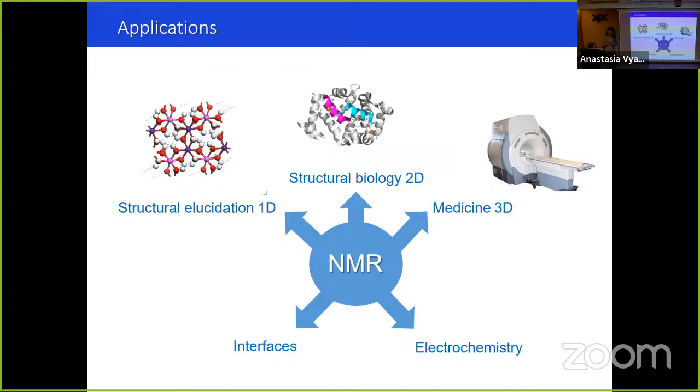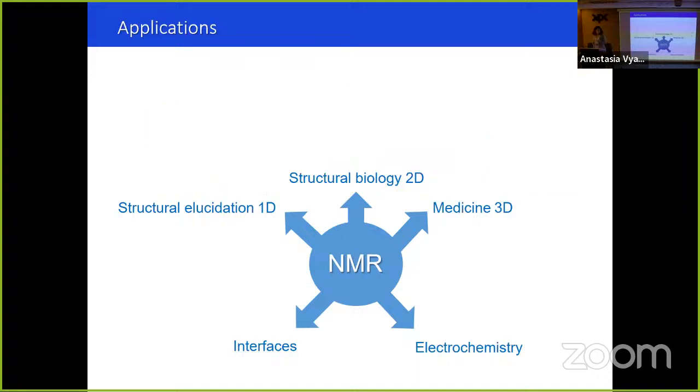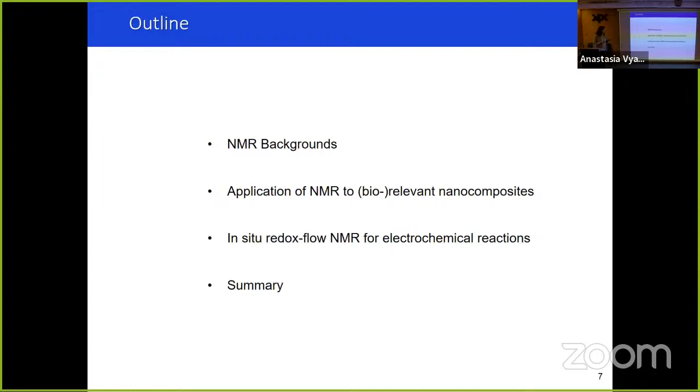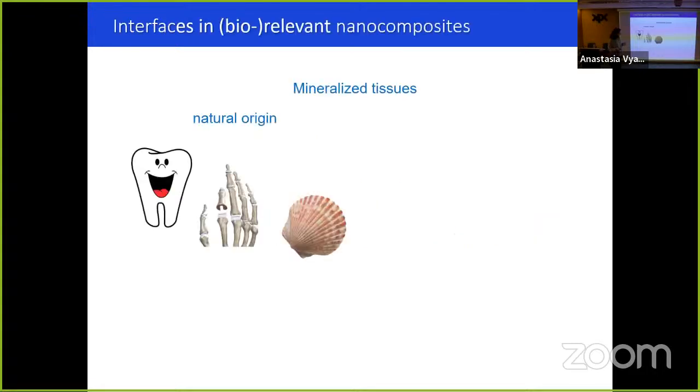In my talk, I'll concentrate on specific applications which demonstrate unique properties of NMR, and show that we can probe interfaces specifically using this technique, and we can use it in electrochemistry. So the first application is biorelevant nanocomposites. Under biorelevant materials, we understand mineralized tissues of both natural and synthetic origin.